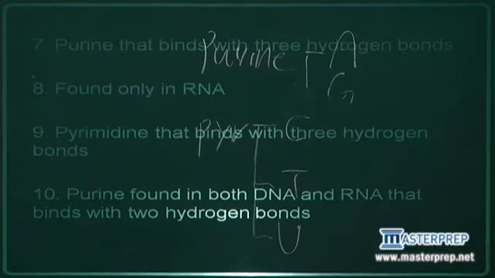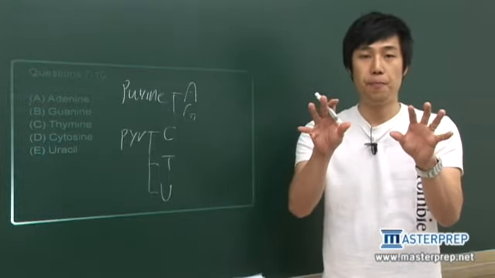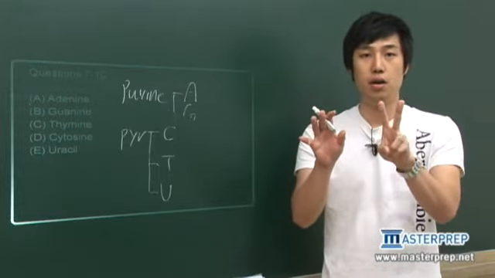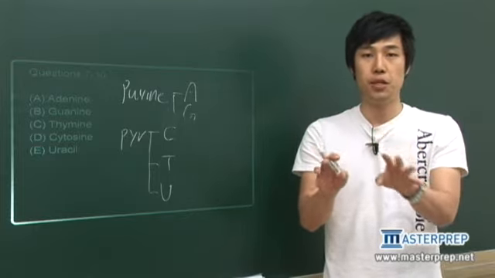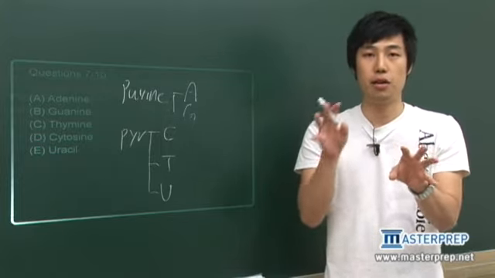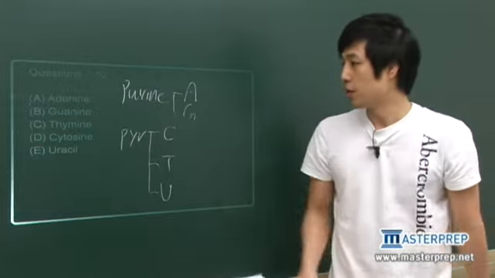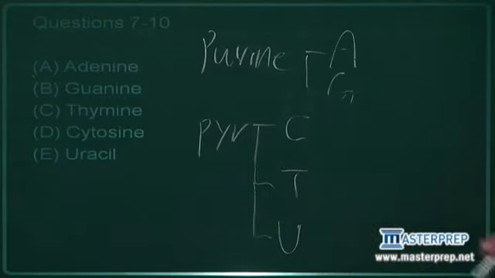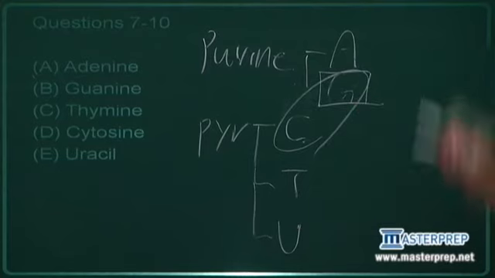So in this case, purine that binds with 3 hydrogen bonds. If you remember, adenine always pairs up with thymine, and you can see 2 hydrogen bonds between A and T. But between the C and G, you can see 3 hydrogen bonds, right? So that means the bond between the cytosine and the guanine is a little more stable than the A and T, a stronger bond. So since it's talking about 3 hydrogen bonds, it's got to be between C and G, and the purine in this case is guanine. So B is our answer for number 7.